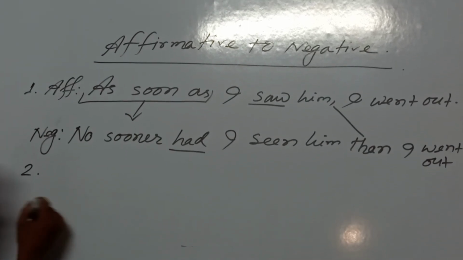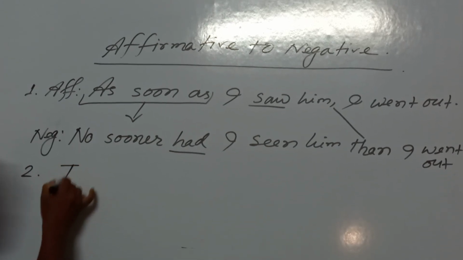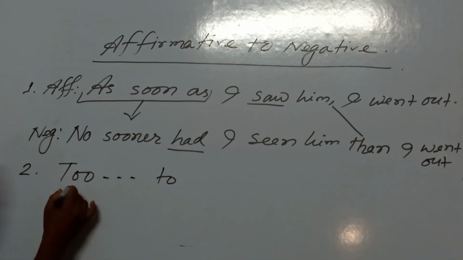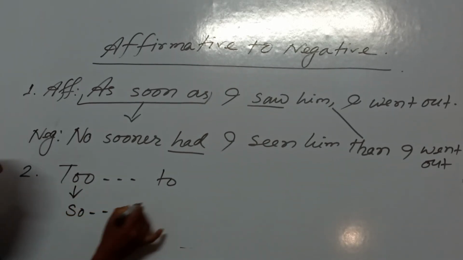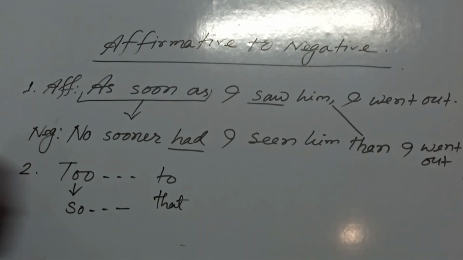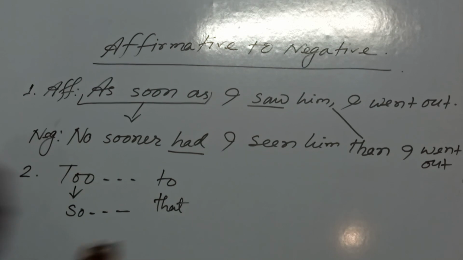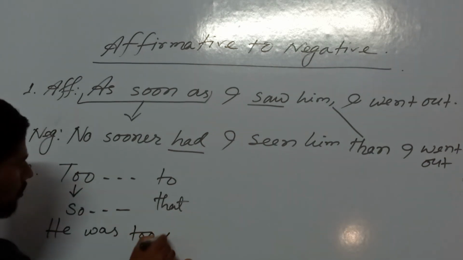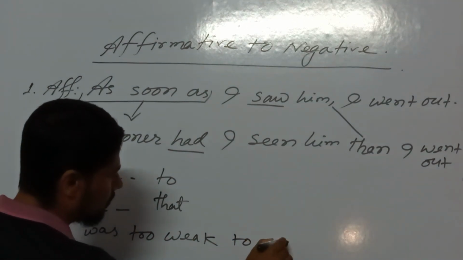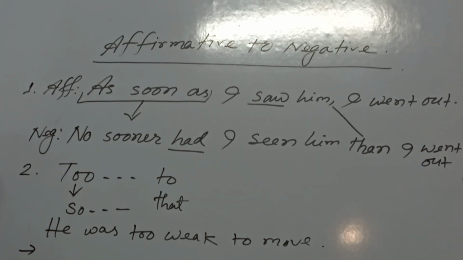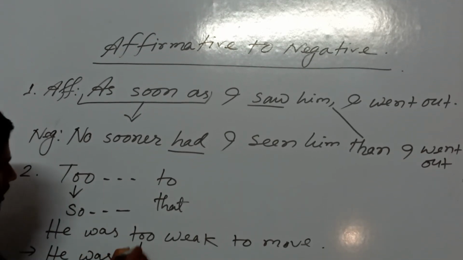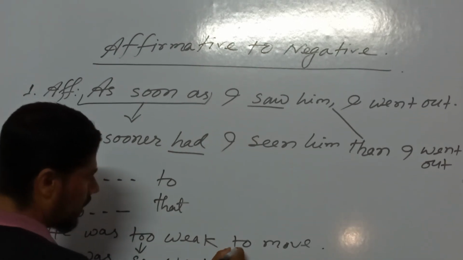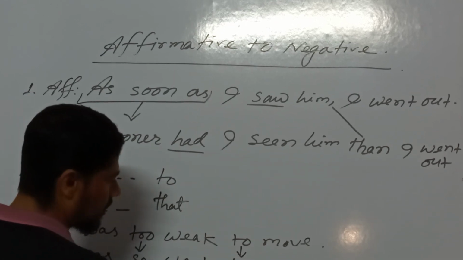So if you find too in the affirmative sentence, then we have to make it negative by writing so ... that. Okay, let's see an example. He was too weak to move. So we have to write so instead of too, and then the adjective weak, and instead of the infinitive to we have to write that.